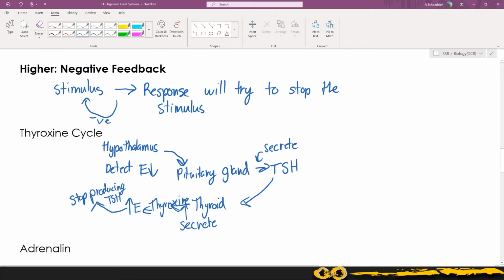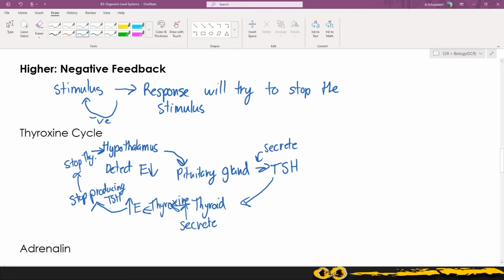Which will mean we stop producing thyroxine. Which will mean that eventually the energy levels will drop back down again, and we'll need to start going back through this cycle. So this cycle continues happening all of the time in order to maintain homeostasis, in order to maintain those energy levels in your cells.